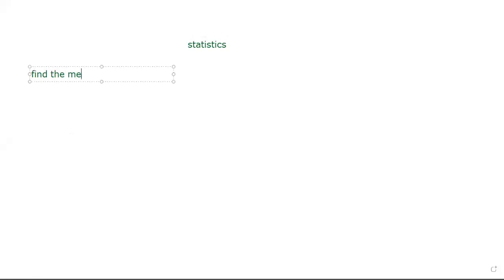Please note down the question simultaneously. Find the mean of 8, 6, 10, 12, 1. Sorry, I forgot to put commas in between. 8, 6, 10, 12, 1, 3, 4, 4. They gave you some random integers, and they're asking us to find the mean of it.